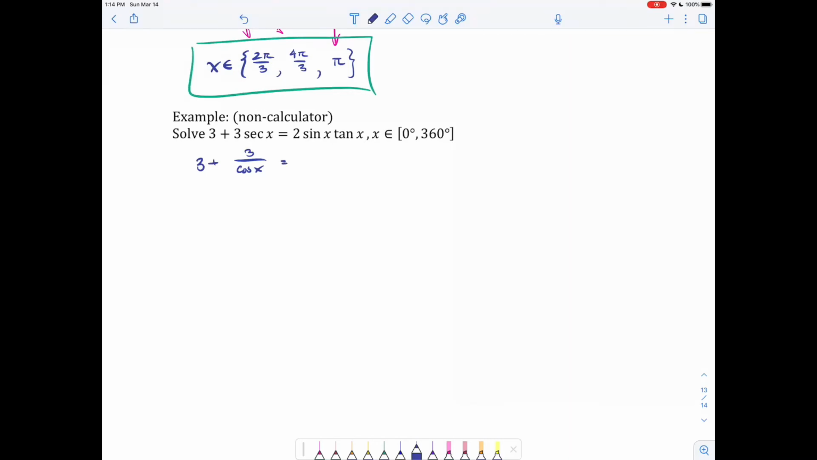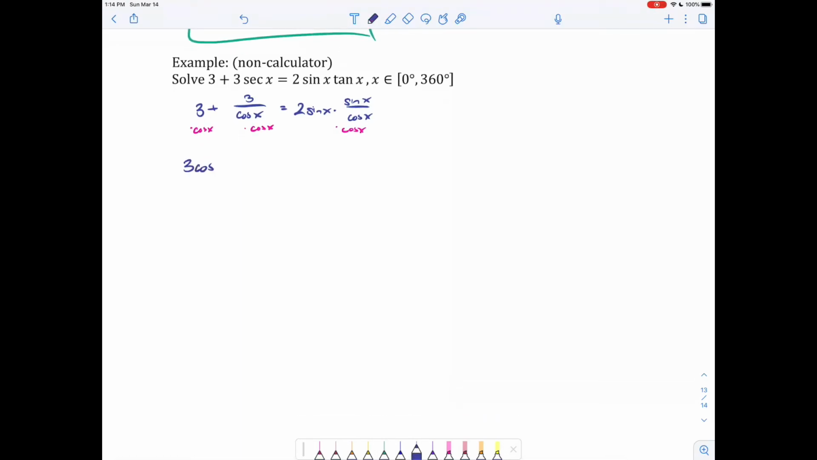In which case, since this is over cos x, now I'm thinking to myself, this could be written as something over cos x, so I'm going to do that. Nice. And in fact, I could just multiply everything by cos x. So I'll multiply this by cos x, I'll multiply this by cos x, I'll multiply this by cos x. Get rid of that fraction-y fraction, and now I've got that 3 cos x plus 3 is equal to 2 sine squared x.